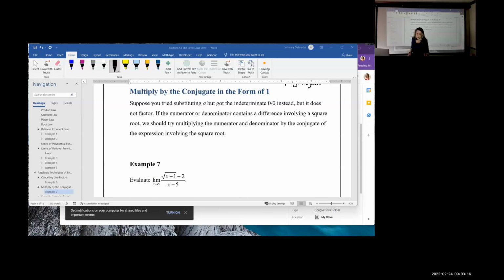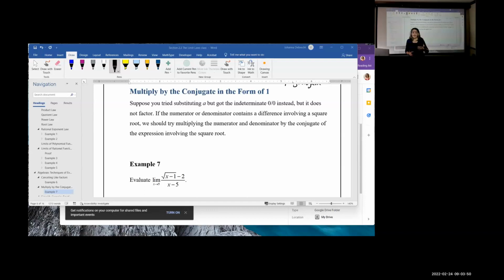So we want to pick up where we left off yesterday, which is multiplying the conjugate by a form of 1. There are occasions when you're solving limits algebraically when you get a form that is indeterminate and undefined, which is 0 over 0. And when you have 0 over 0, one of your options is to factor the numerator, factor the denominator, cancel the common factor that's causing that 0 over 0 result, and then reevaluate the limit.